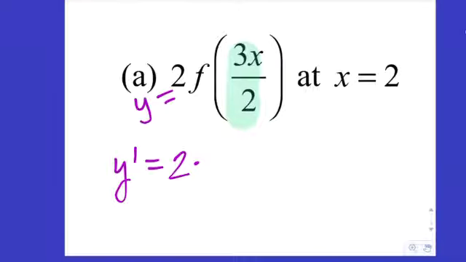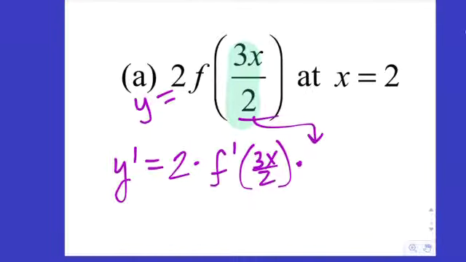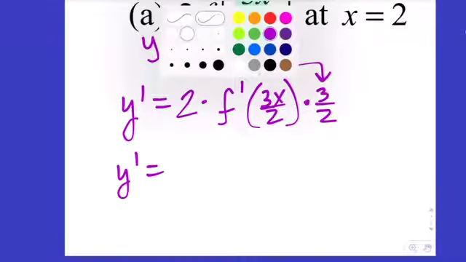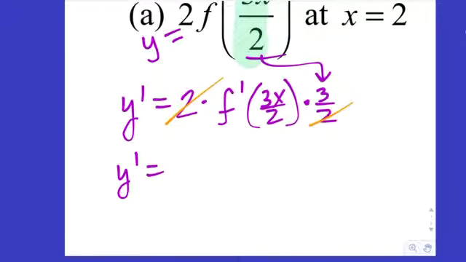We're just using notation. What's the derivative of f? F prime. Good. The derivative of f is f prime of the blob, and then times the chain rule, the derivative of the blob. Well, 3x halves is the same as 3 halves times x. So what's the derivative of 3 halves times x? 3 halves. Sweet. Now if I simplify, the 2's divide out, and I'm left with 3 f prime of 3 halves x.